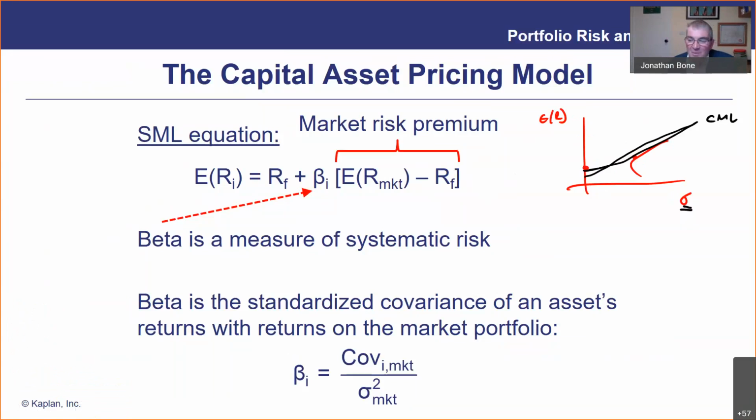So therefore, what we need to do is change it to systematic risk. And of course, our measure of systematic risk is our friend beta. Okay, so notice here is the SML equation. This is the equation for the securities market line. The securities market line is the graphical representation of CAPM, remember. So when we look at the securities market line, again, we're going to have expected return on our asset on this axis, but we're going to have beta on this axis. Again, we're going to have the risk-free rate.